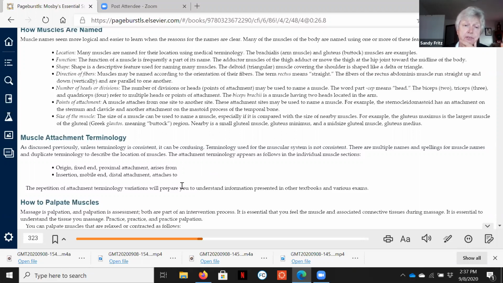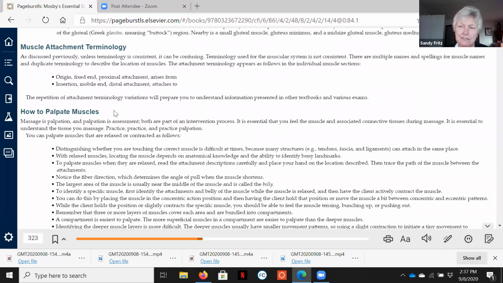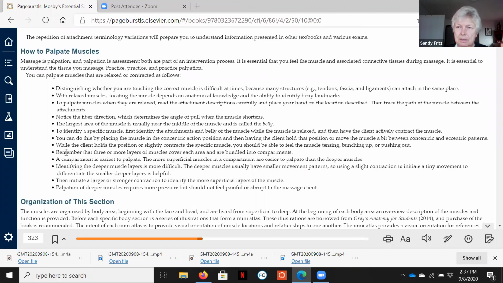So in this section, though, I've listed all of them because I don't know how you're going to find it. This is going to give you a step-by-step process of how to palpate a muscle. So make sure you spend some time doing that.